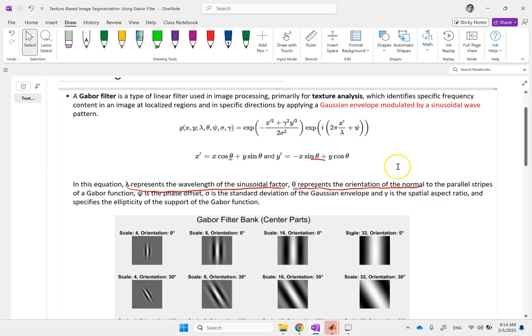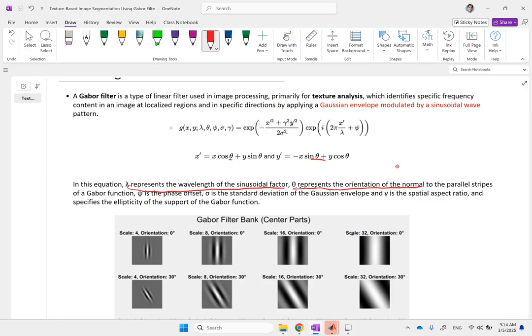Then what else we have here? You can see that there is a sigma. Sigma shows the spread of your Gaussian part. So it's basically the standard deviation or the spread, right? So how far does it go? Is it just this much, or is it going to be a little bit bigger or so on? So how local you want to measure that?